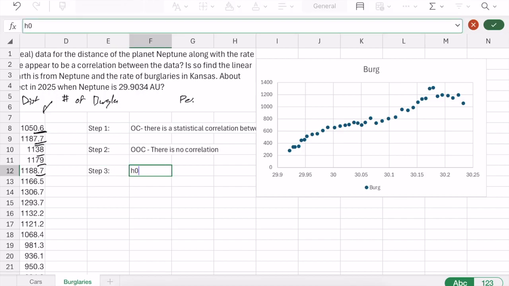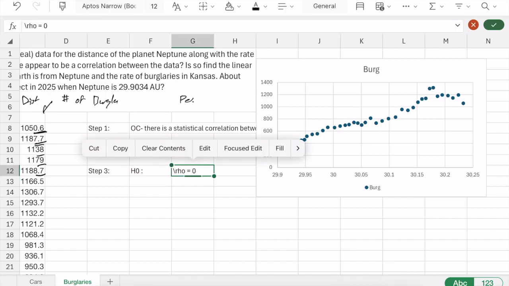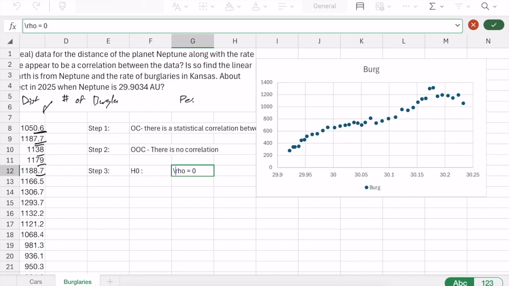H naught, my null hypothesis, always needs to have equality. H naught is going to be rho equals 0. H1 is going to be rho does not equal 0.